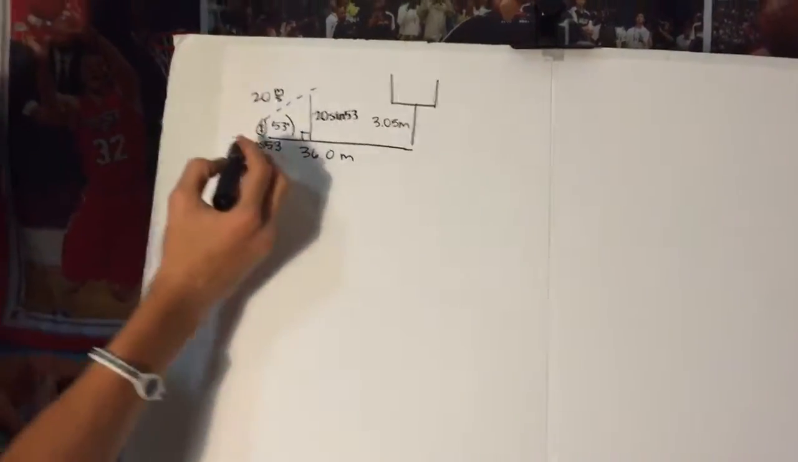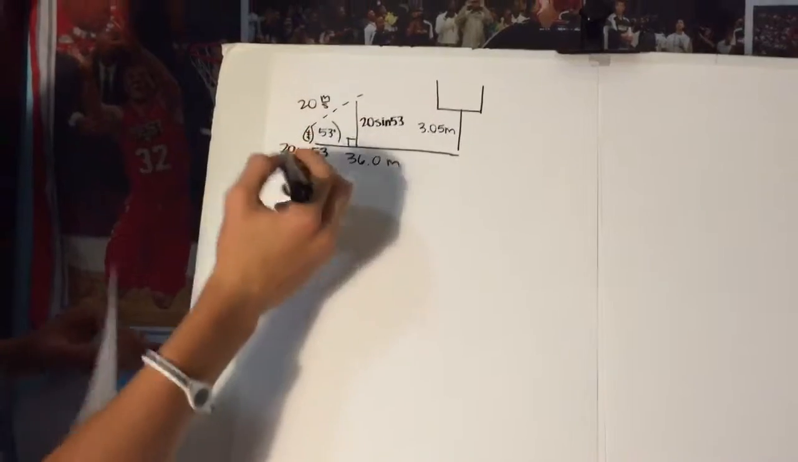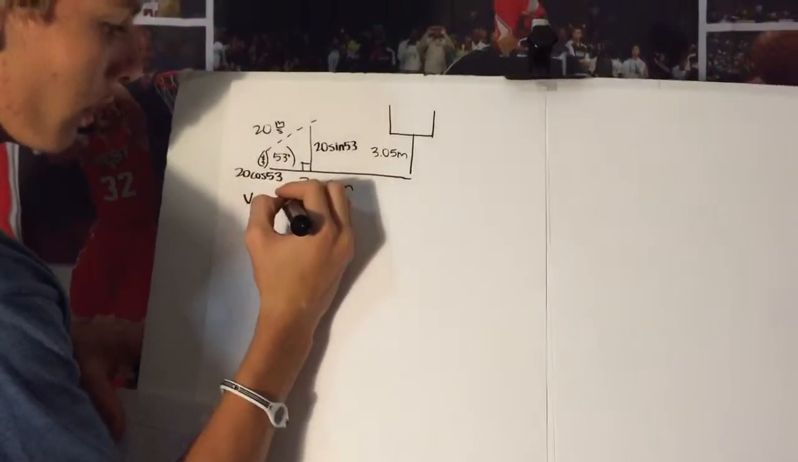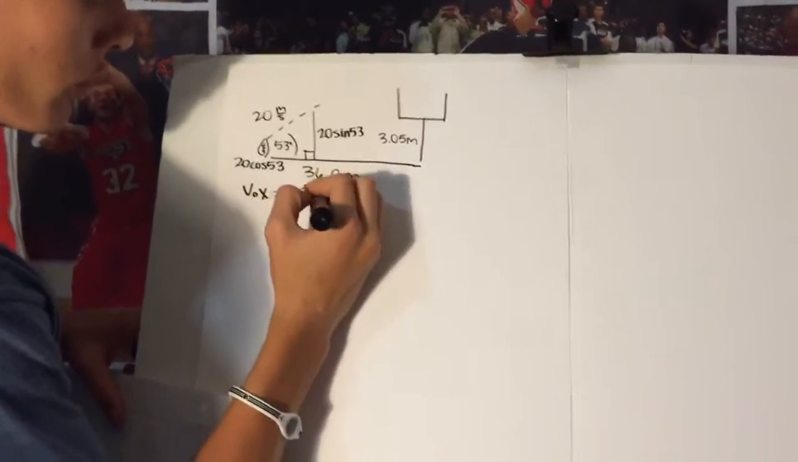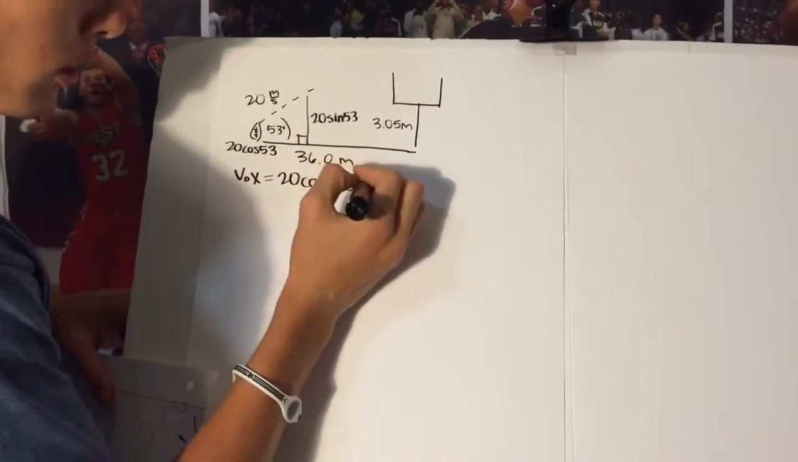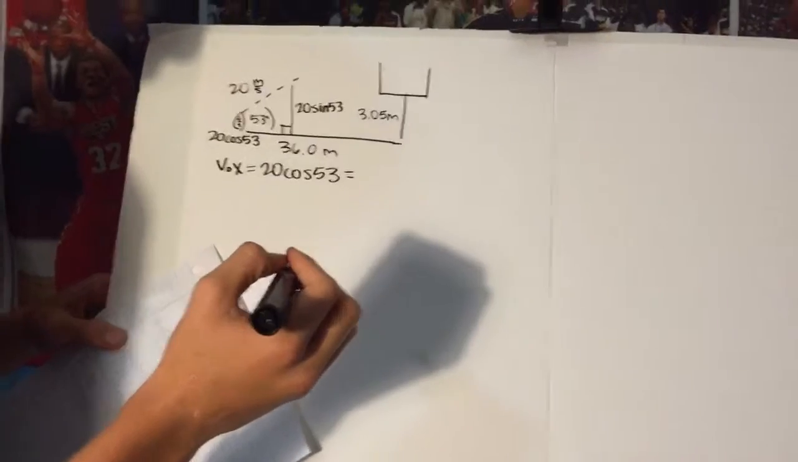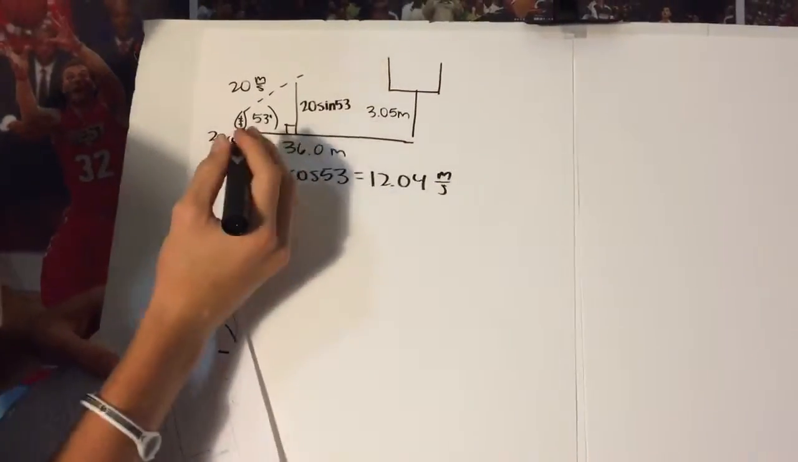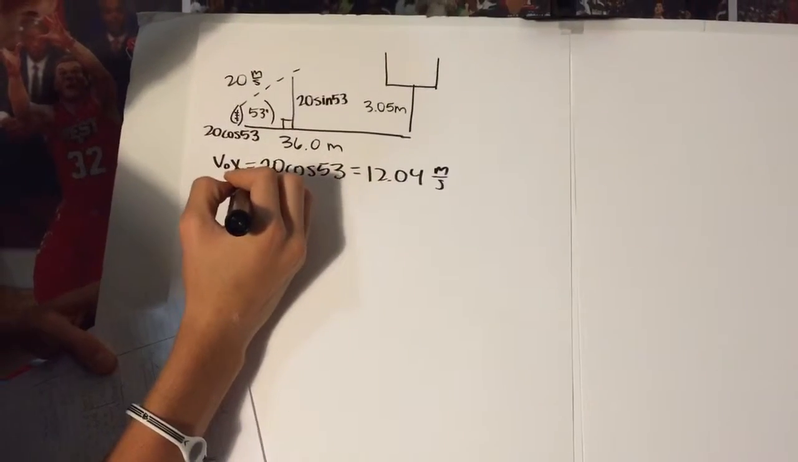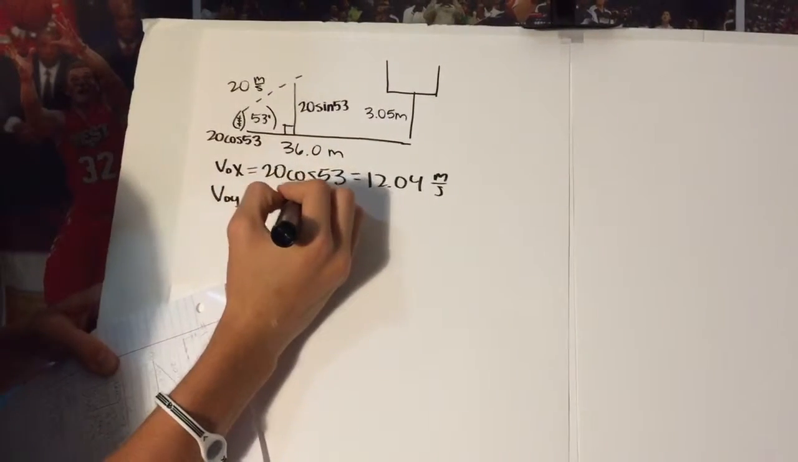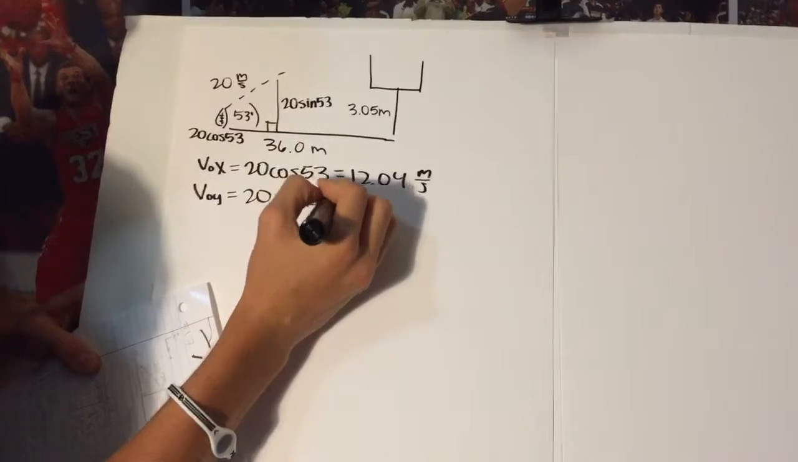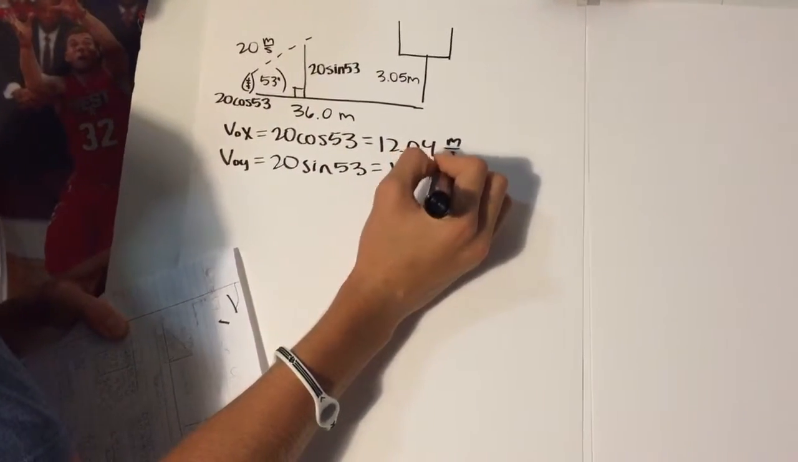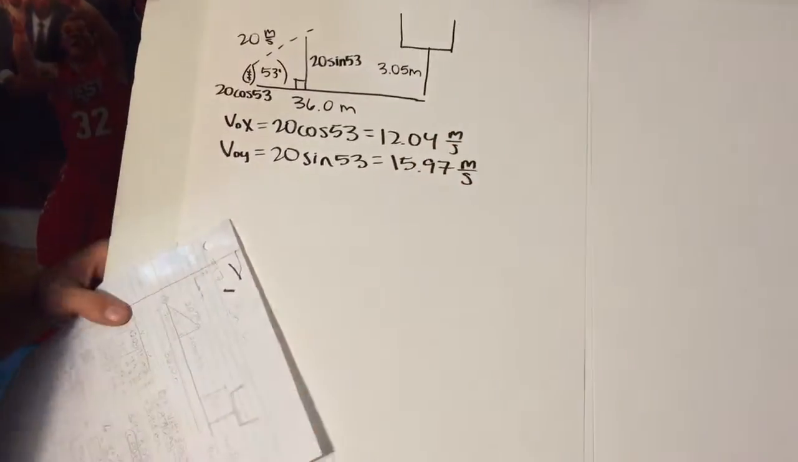So to begin, we're going to just evaluate these two things. So initial velocity in x equals 20 cosine 53, and that equals 12.04 meters per second. And the initial velocity in the y direction is equal to 20 sine 53, and that's going to equal 15.97 meters per second.